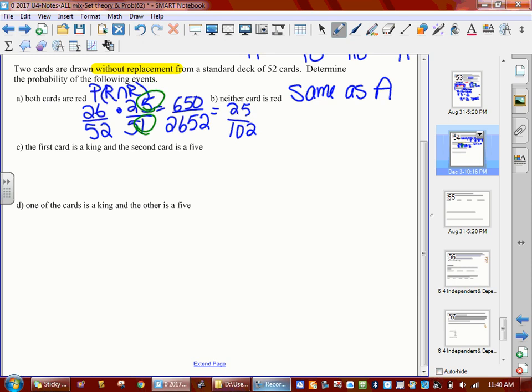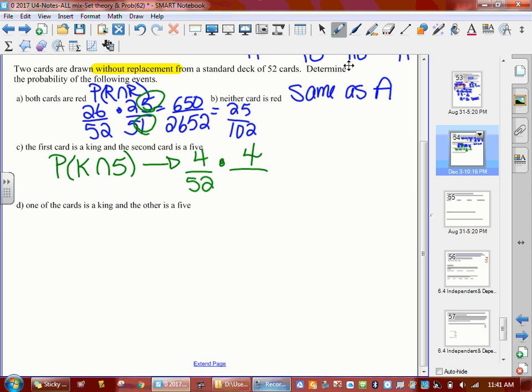Okay, letter C. Letter C is quite a bit different. So C and D, watch carefully. With letter C, we want the probability of a king and a 5 in that order. Order is important. So, kings. How many kings? 4 out of 52. How many 5s? 4, but I already put my king out. How many are left for cards?